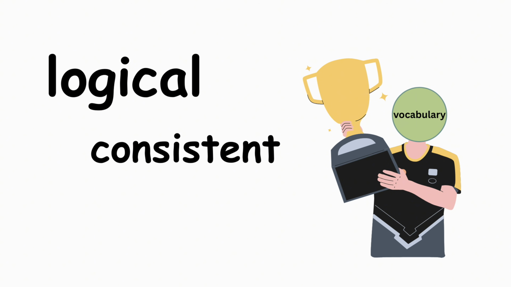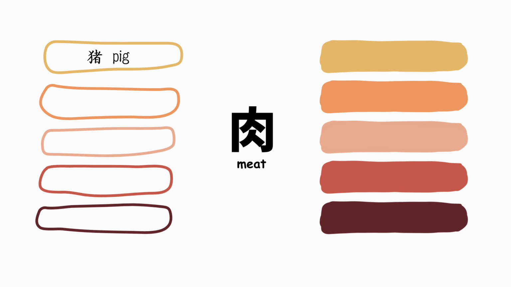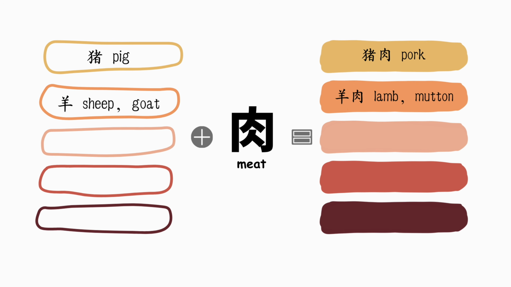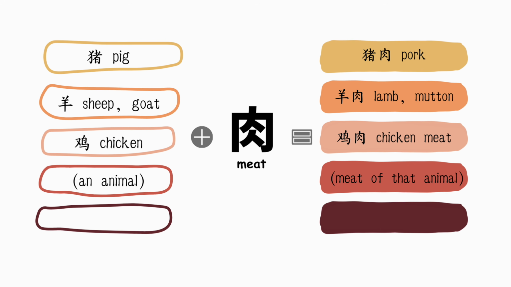For example, 肉 is an umbrella term for meat. Now look at these words. 猪, 猪肉. 羊, 羊肉. 鸡, 鸡肉. We basically just add 肉 to an animal, and the new word means the meat of the animal. So if I tell you that cattle is 牛, can you guess what beef is? 牛肉. Great job! You've already learned some words in this introduction video.